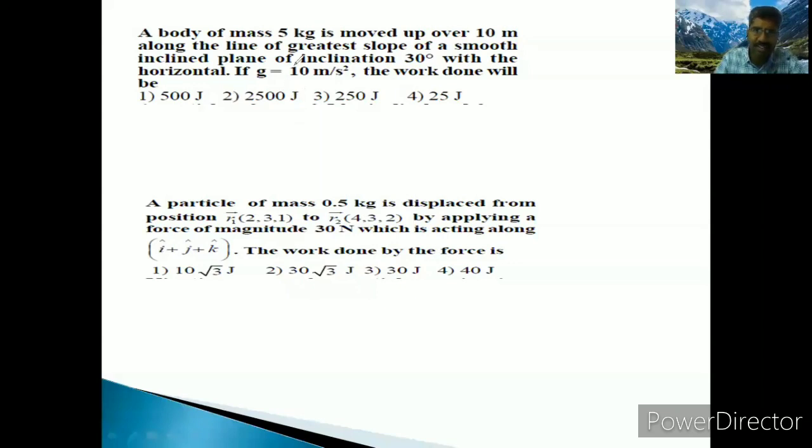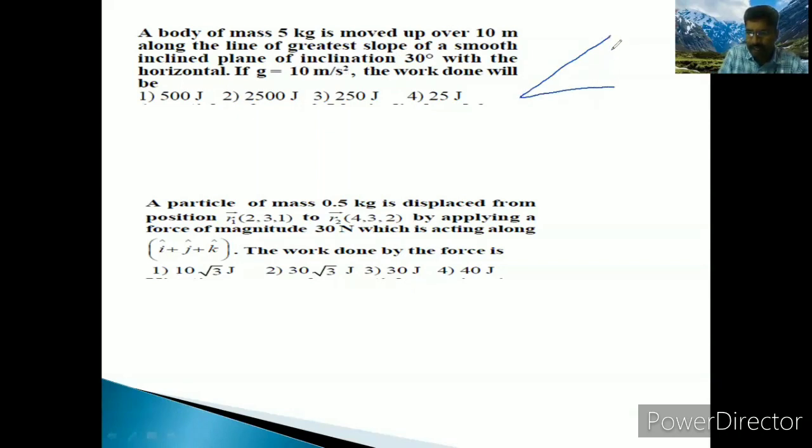A body of mass 5 kg is moved up over 10 meters along the line of greatest slope of a smooth inclined plane of inclination angle 30 degrees with the horizontal. If g is equal to 10 meter per second square, then the work done will be how much? Here, one smooth inclined plane is there. So I will draw the physical situation.